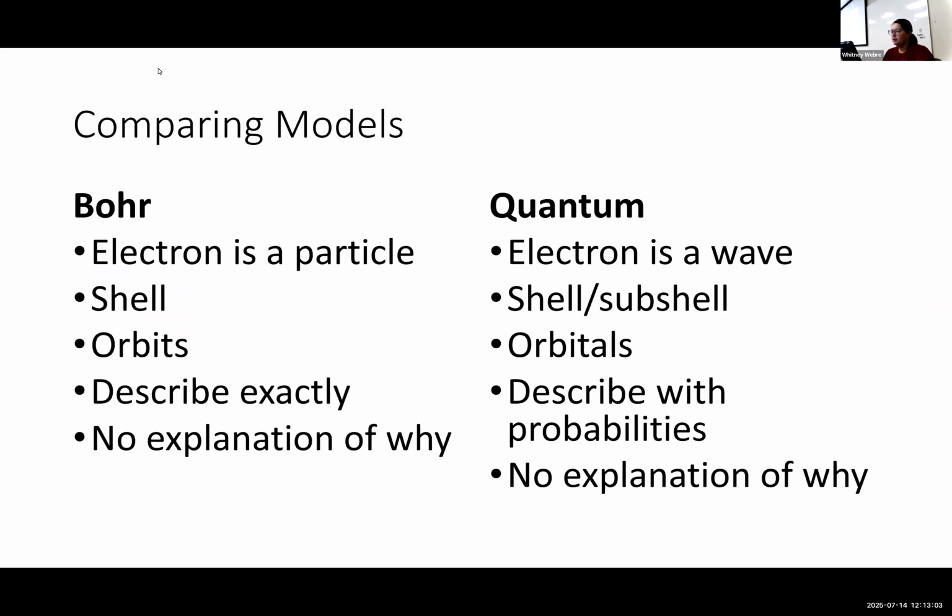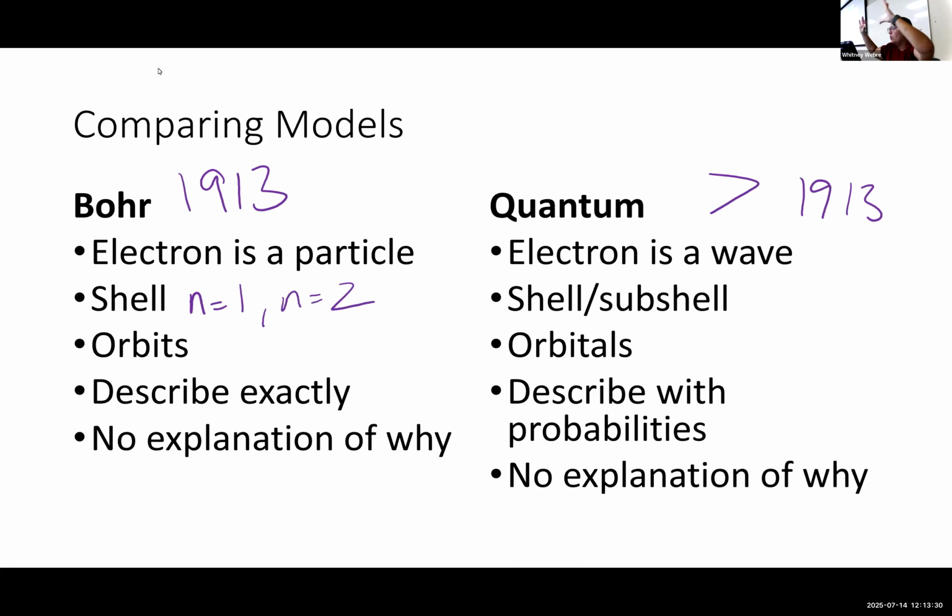All right, so let's compare the models. Bohr was 1913, and then after that, I'll write greater than 1913. Bohr thought the electron was a particle, whereas in quantum theory, they're thinking the electron acts more like a wave. And Bohr said the shells, like I gave examples, n equals 1, n equals 2, depended on where they were in relation to the nucleus, whereas in quantum theory, it's either a shell or a subshell. Bohr thought those electrons were orbiting the nucleus, whereas in quantum theory, there are orbitals around the nucleus. I'll show you a picture of that.